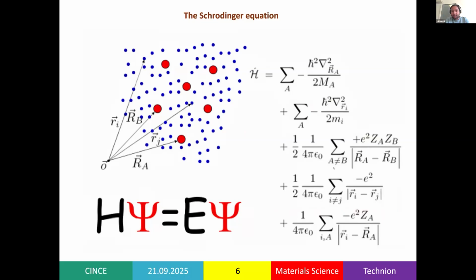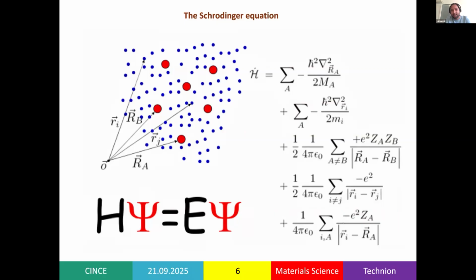The third term is the nucleus-nucleus interaction. The fourth term is the electron-electron interaction, and the fifth term is the electron-nucleus attraction. So the third and fourth terms are basically repulsion, and the fifth term is attraction. This fifth term is known as the external potential of the system, and it is unique to any system. This is the fingerprint of the system.